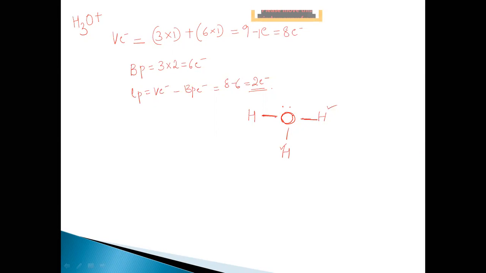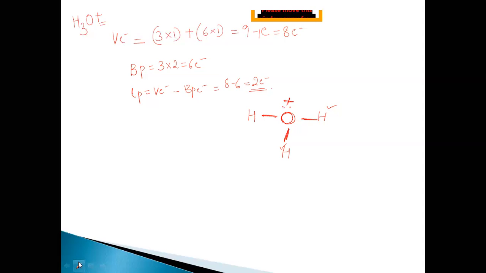So is this done? No, there's still the positive charge which is left. If there is a positive charge in the molecule, we can put this positive charge on the central atom. So this is the structure of the hydronium ion with a positive charge on the central oxygen. 1, 2, 3, 4, 5, 6, 7, 8. So it is satisfying the octet rule also, with a positive charge on the central atom. Yes, this is the structure of the hydronium ion.